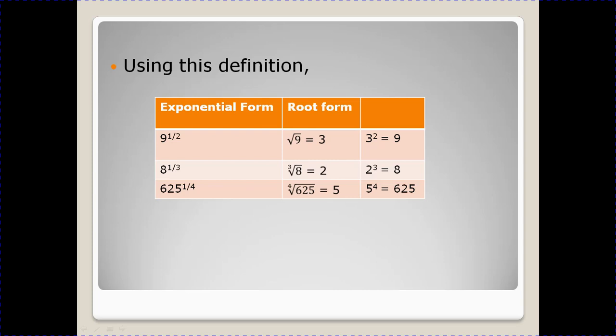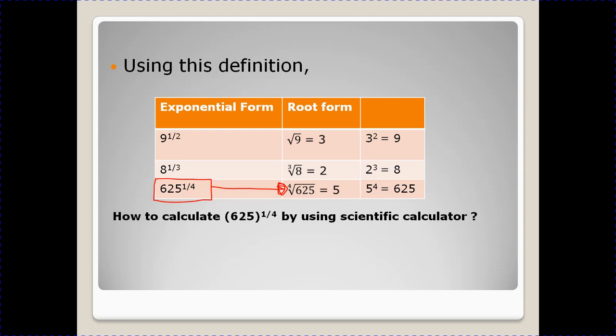Now, how can I calculate 625 to the power 1/4? We said it is the fourth root of 625. How can I calculate the fourth root of 625 by using a calculator? This is the question: how to calculate 625 to the power of 1 over 4 by using a calculator. It's very simple. If you have your calculator, you can follow us. Please bring your calculator and try to follow the following procedure.